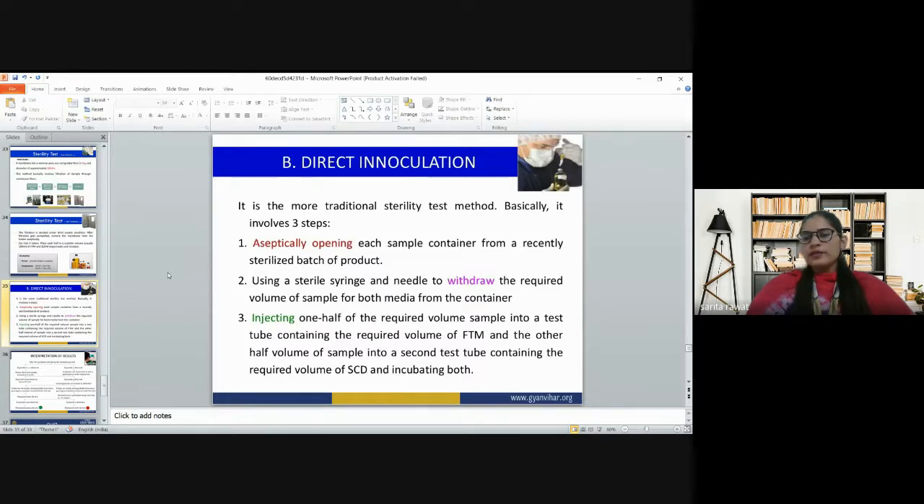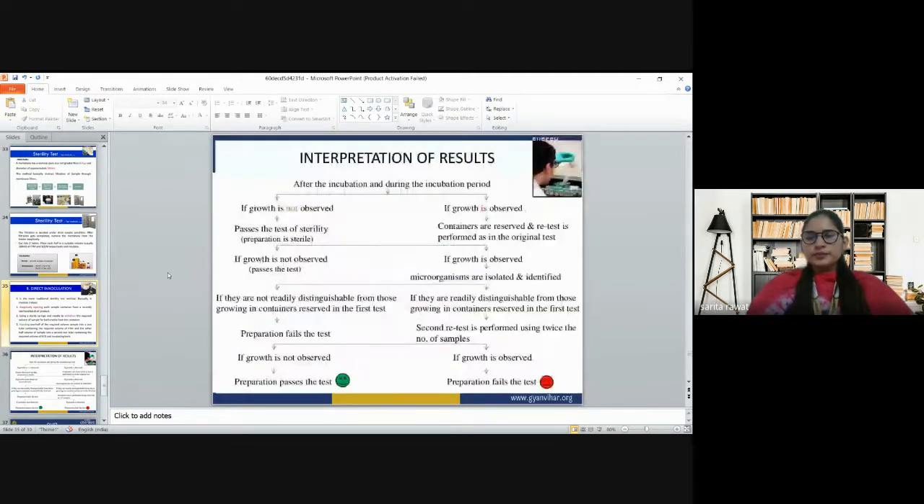withdraw the required volume of the sample for both media from the container, then injecting one half of the required volume of sample into a test tube containing the required volume of FTM and the other half of the sample into a second test tube containing the required volume of SCD broth, and incubating.